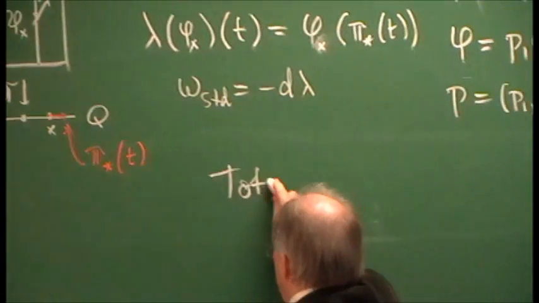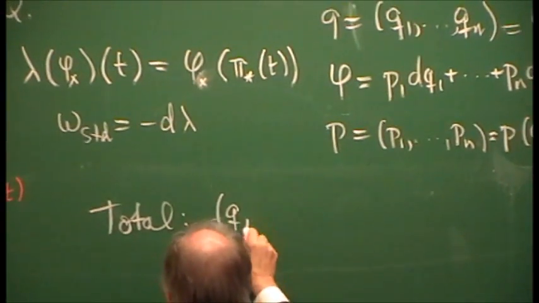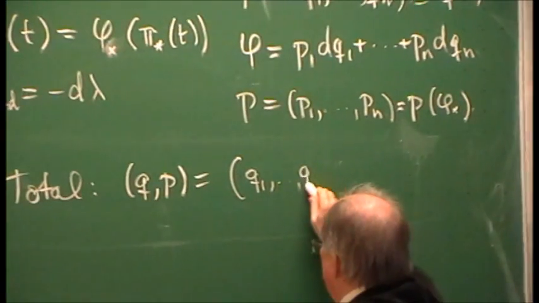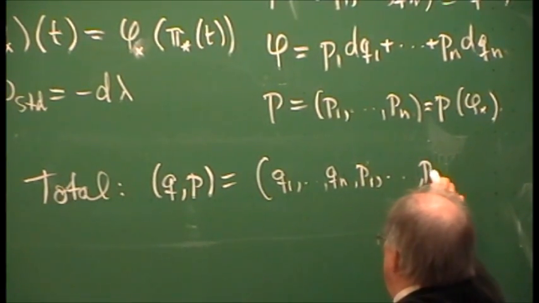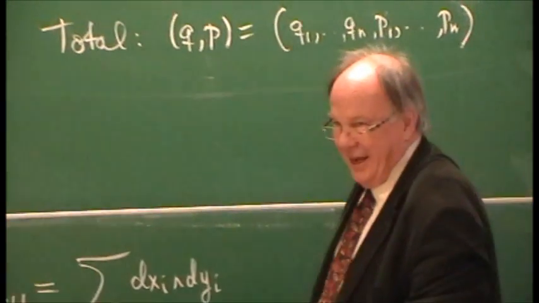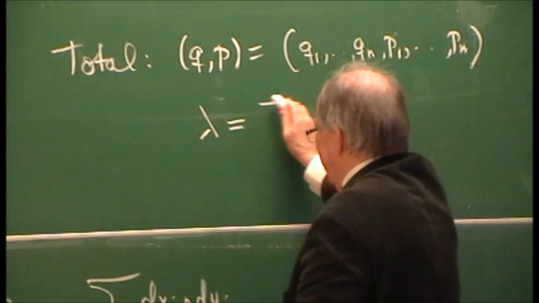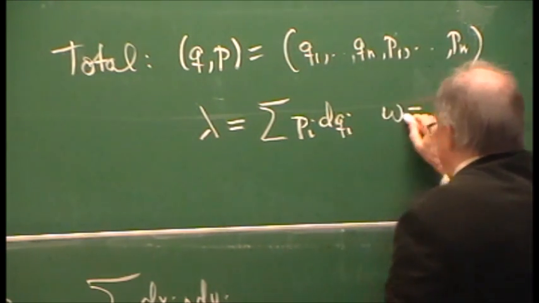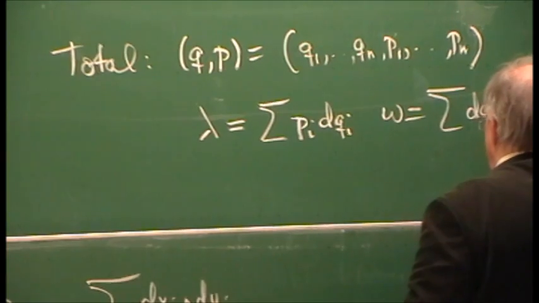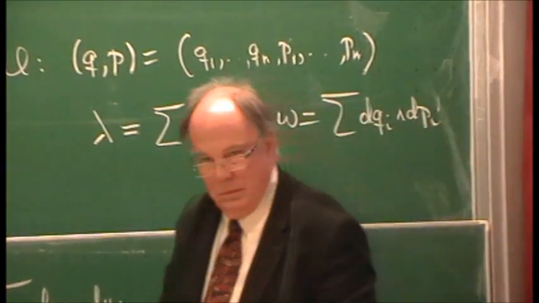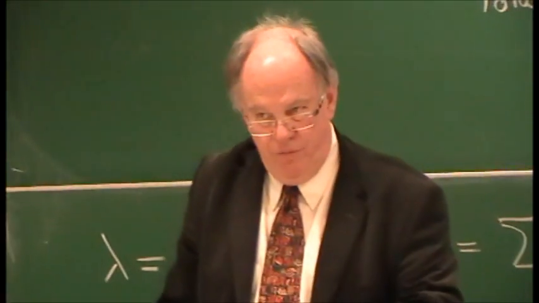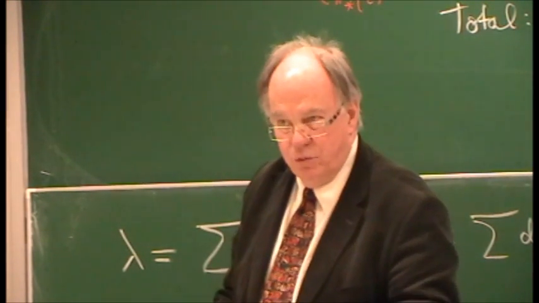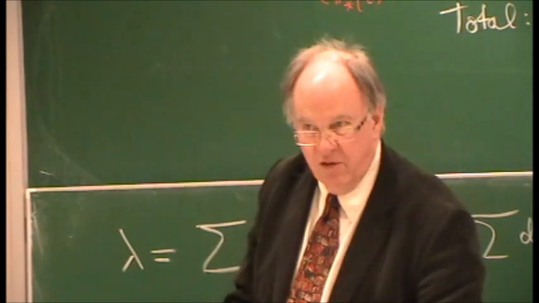So the total coordinates are Q, P, written in this order, and they are Q1 through Qn, so it's 2n-dimensional, of course, P1 through Pn. Okay? And if you check, lambda is equal to the sum of Pi dqi, and omega is equal to the sum dqi dpi. Okay. Any manifold and its cotangent bundle. Now you're starting to get a little bit happy about this. I mean, any manifold and its cotangent bundle gives you this form.